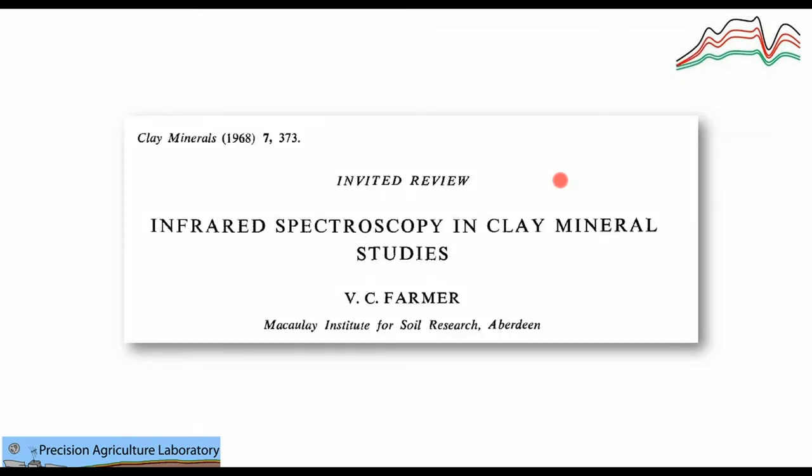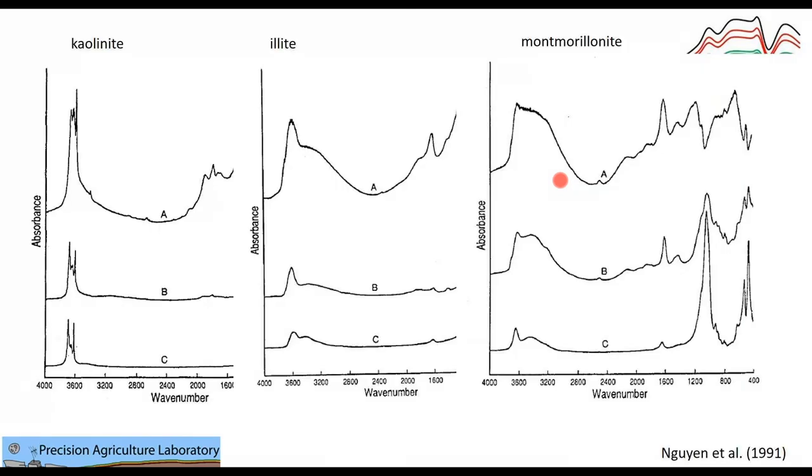It was not until 1968 in Aberdeen, in Scotland, that they became interested in the minerals created in soils, the ones that give the most functionality to soils. These are the well-known smectites, illites, montmorillonites, etc. So they asked, what if we use infrared spectroscopy to assess clay minerals? And they found out something that we still use, and we'll see it in the next slides.